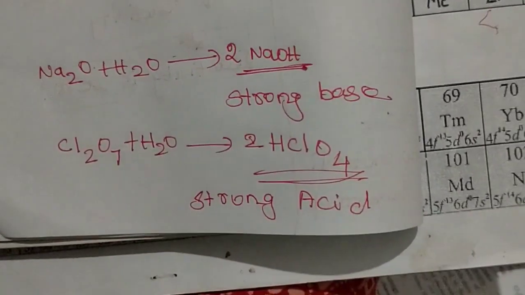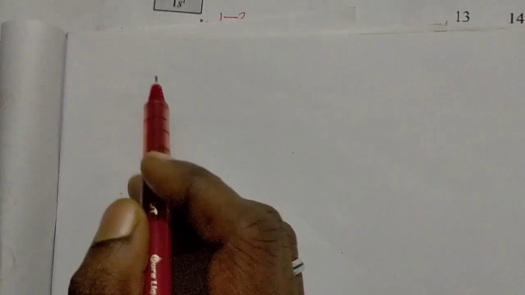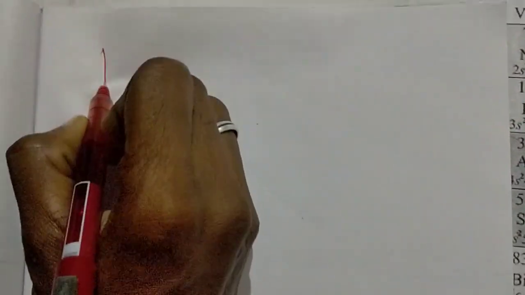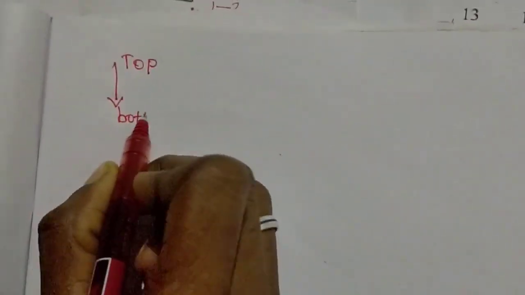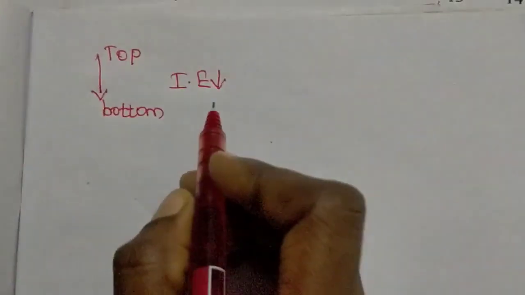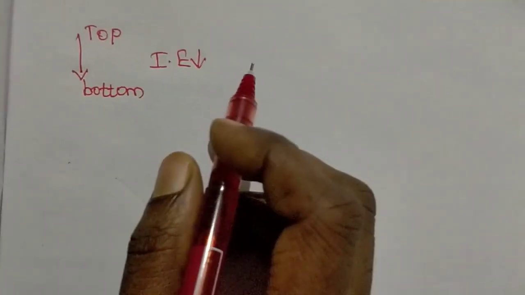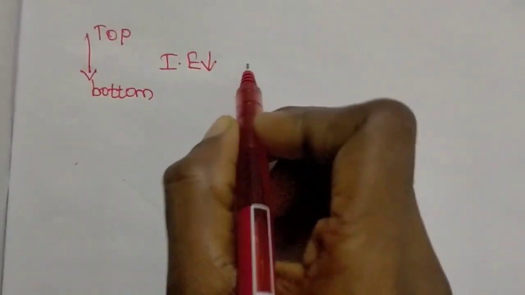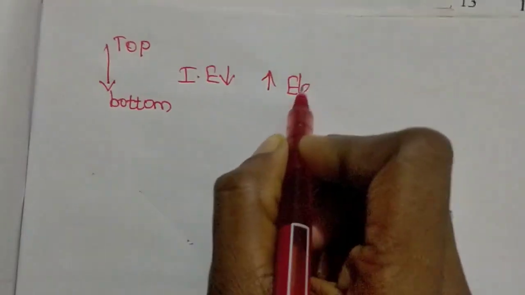And the next case: moving from top to bottom of the modern periodic table, ionization energy decreases and the electropositive character of the elements increases. From top to bottom, ionization energy decreases, which we already know. So the ionization energy is decreasing, and what is increasing? Electropositive character.